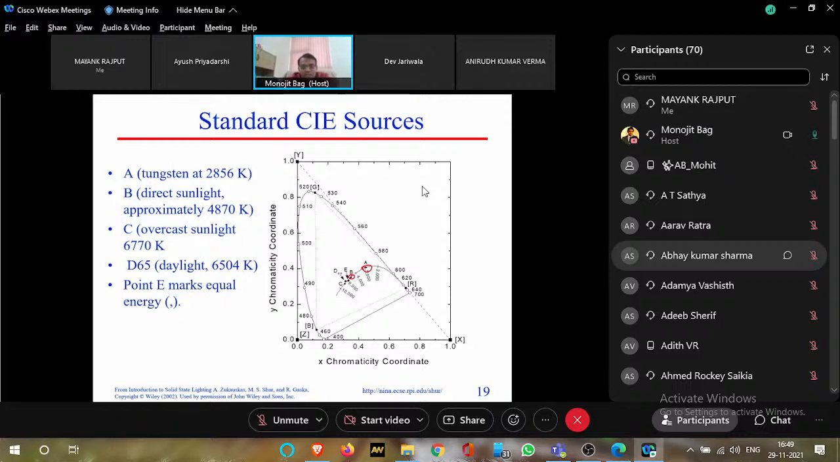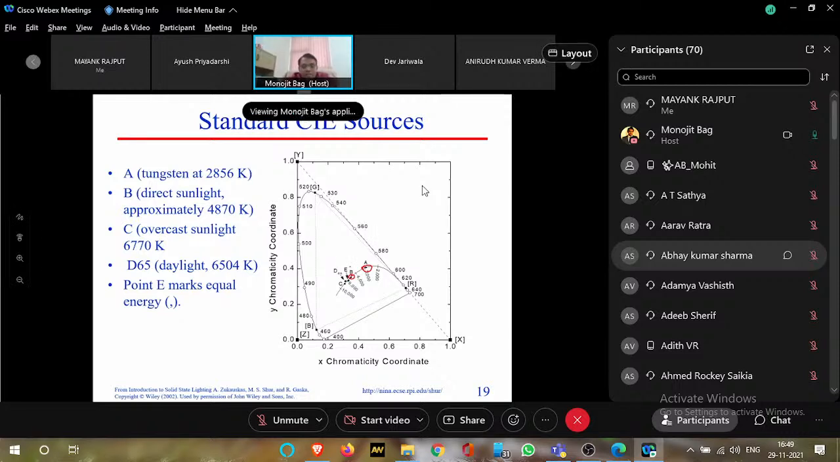That's the sort of purest light you can think of that we can get on the earth. That's 4870 Kelvin. Overcast sunlight will be an even higher temperature. That's more like a bluish color. D65 daylight is a different source, an equal energy source. So these are all equal energy sources and so on. So these are some of the natural light sources which will have color temperature on this Planckian locus.